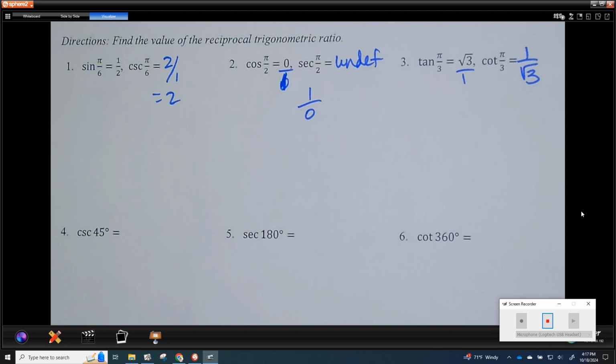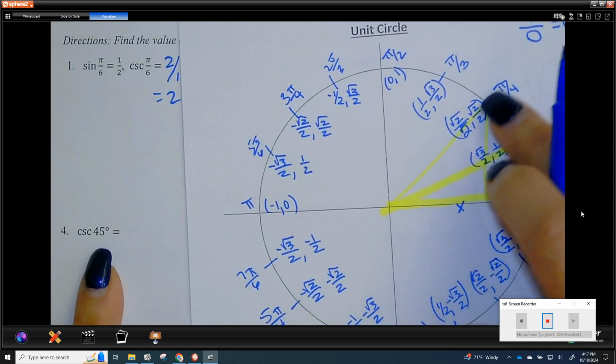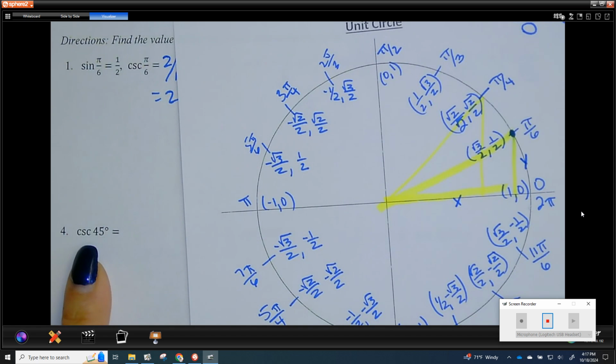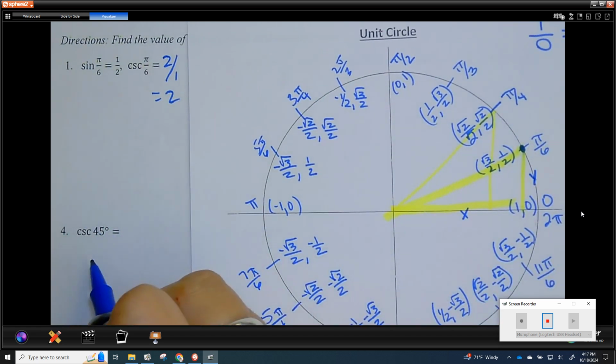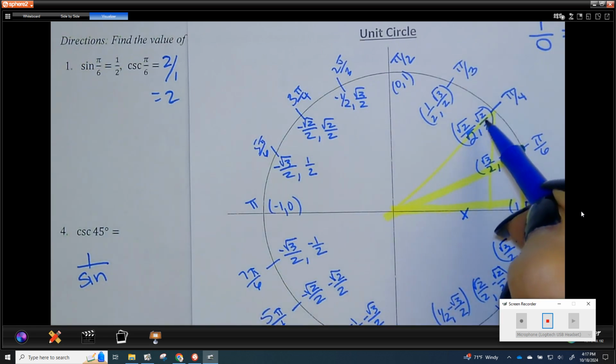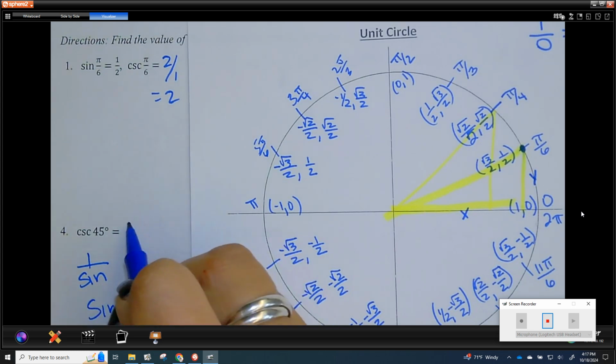Oh, this is back when we were doing degrees still. So let's look at degrees. I know 45 is right here because 90 is here, 45 is here. Cosecant of 45. Well, here's 45. So cosecant is 1 over sine. So the sine is y, square root of 2 over 2. So I take the reciprocal, 2 over square root of 2.